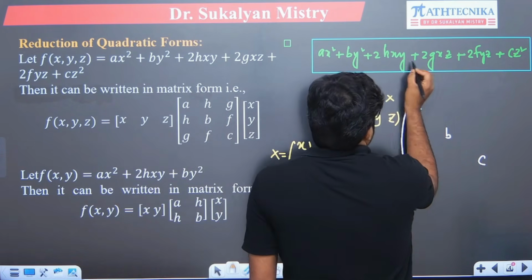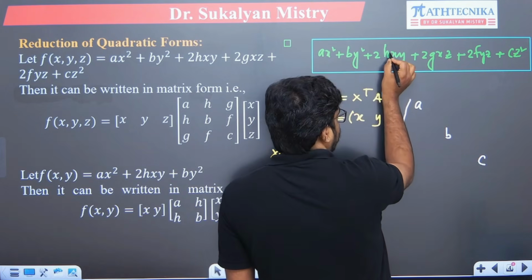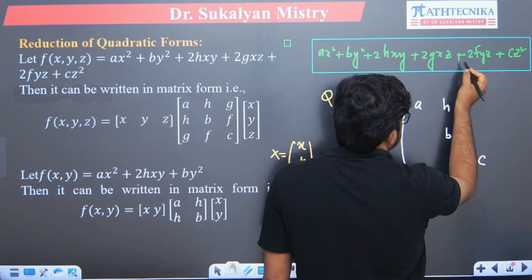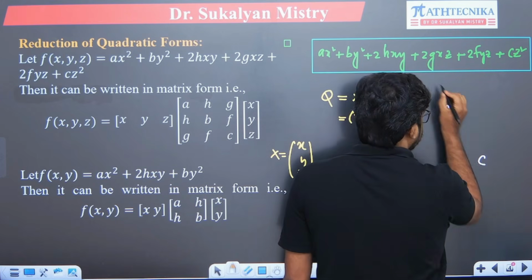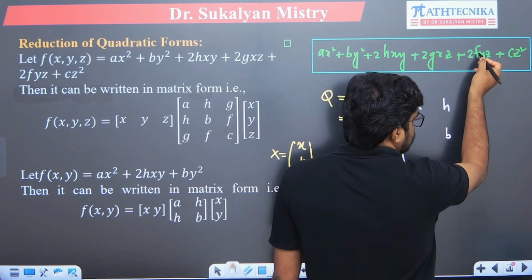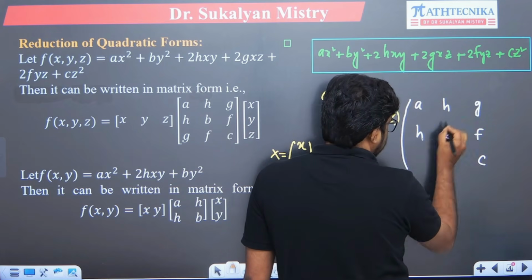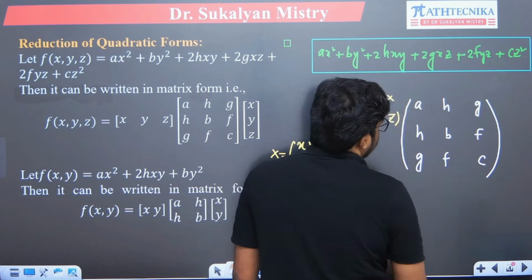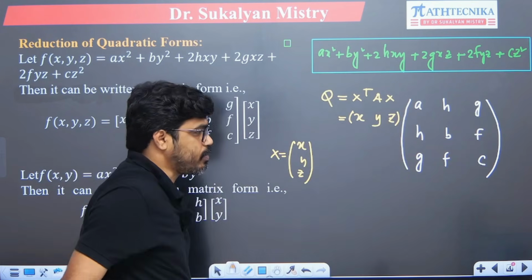Okay, here the coefficient of xy is 2h, that means simply h, 2 they divide, right? The coefficient of xz is 2g, so 2 they divide, so that is g. Coefficient of yz is 2f, so 2 they divide, so that means f, right? So this is h, this is g, and this is f. Okay, so this is A, and this matrix is called the associated matrix.